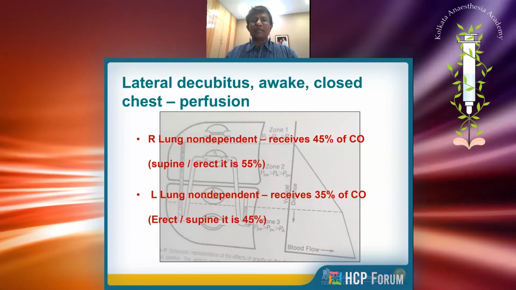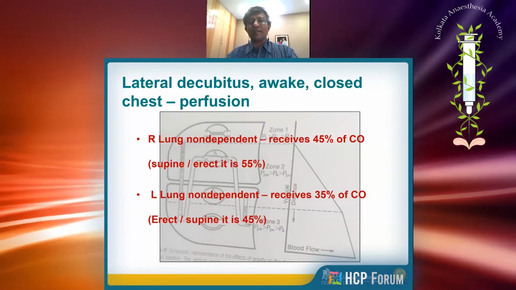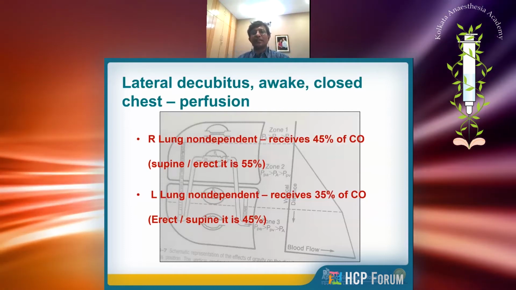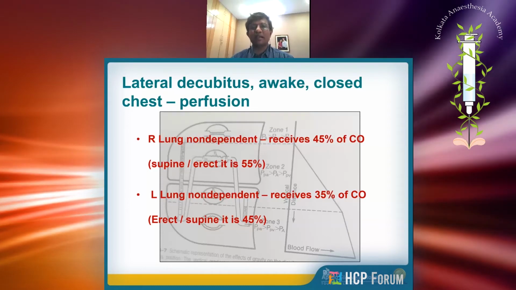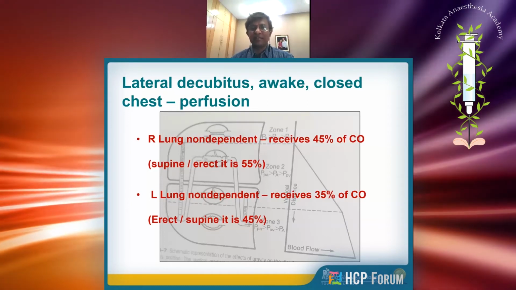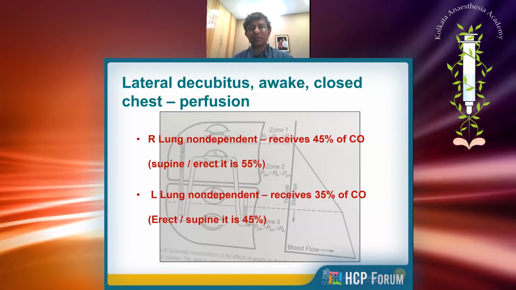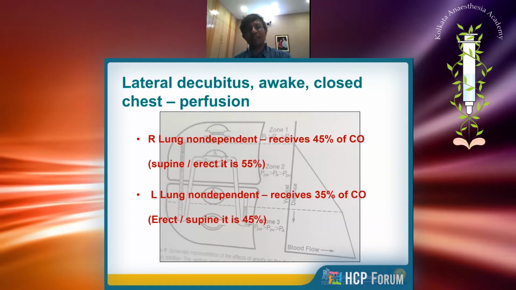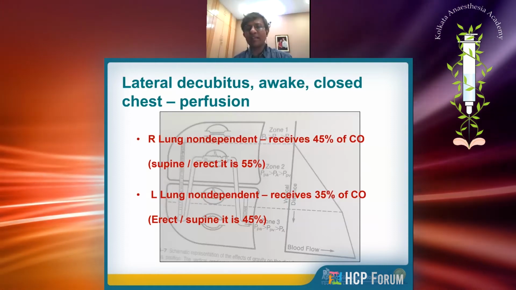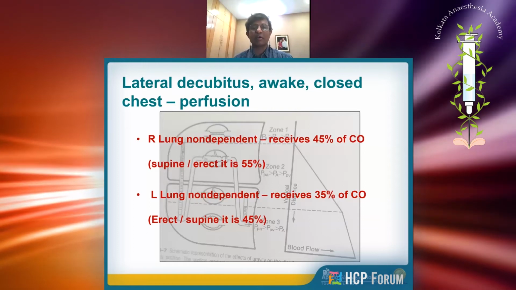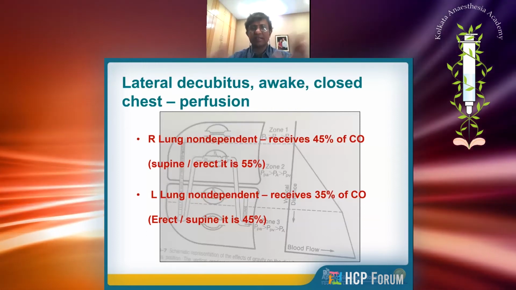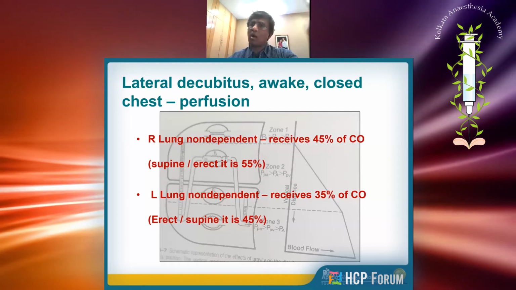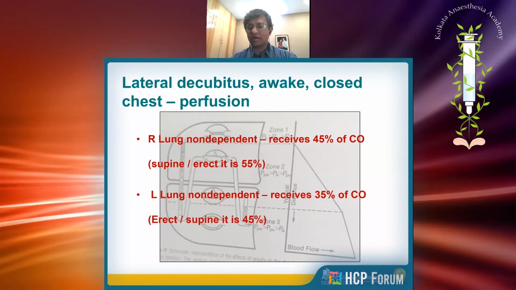So if the right lung is non-dependent, it receives 45% of the cardiac output, whereas if it was supine or erect, it would have received 55%. So there is a change of 10%. Same thing, if the left lung becomes non-dependent, it receives 35% of the cardiac output. In the erect or the supine position, it would have received 45%. So there is a change of 10% either way, whether it is right or left.